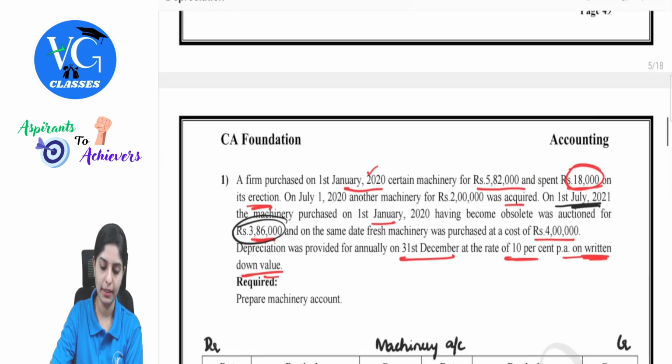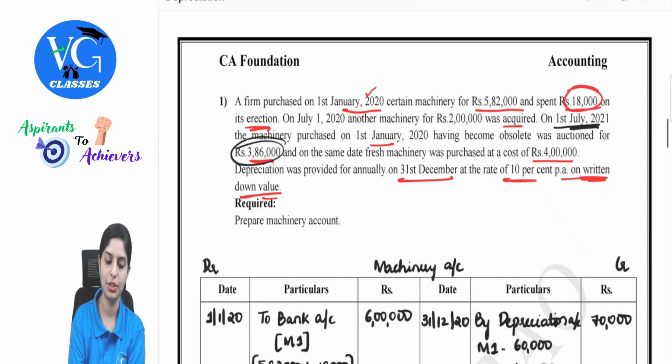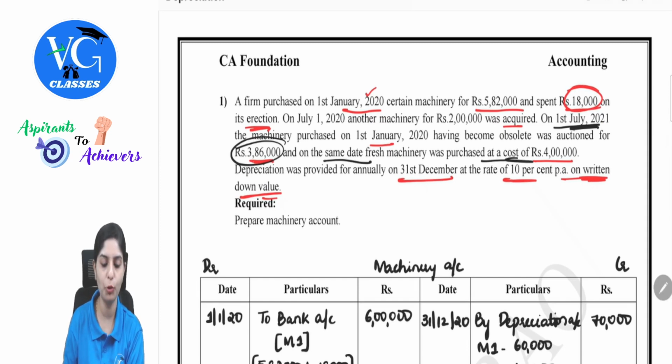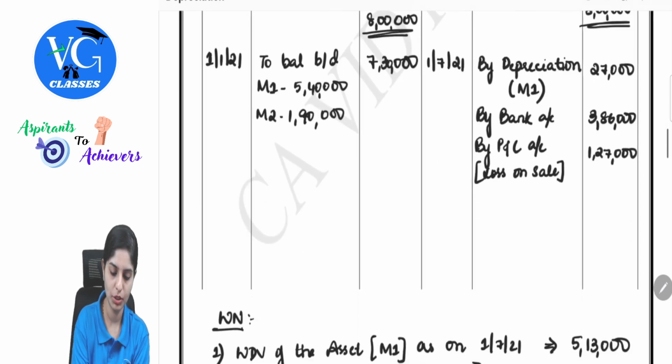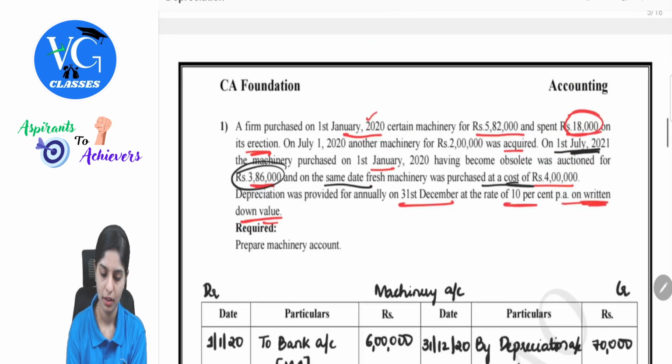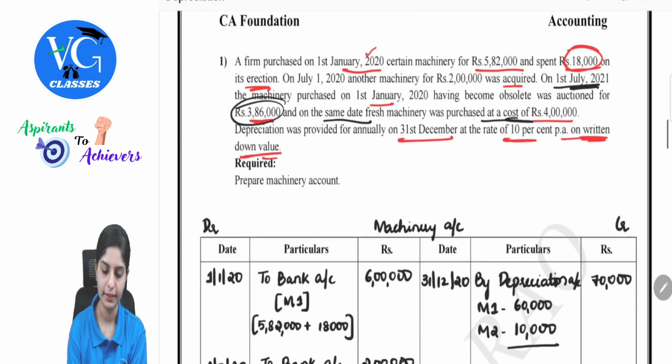On the same date, there was one more transaction. See, on the same date, fresh machinery was purchased at a cost of 4 lakh. So this will be 1st July 21, to bank. I already have machine 1, machine 2, so I will treat this as M3, 4 lakh.